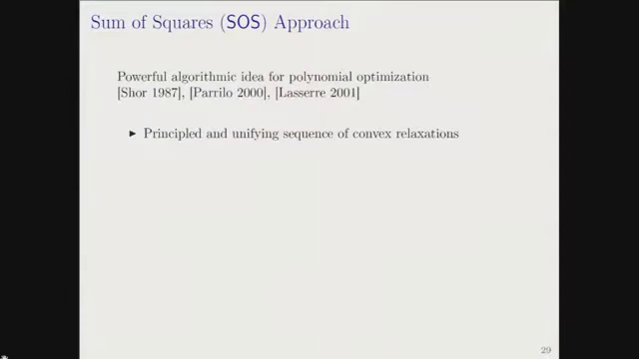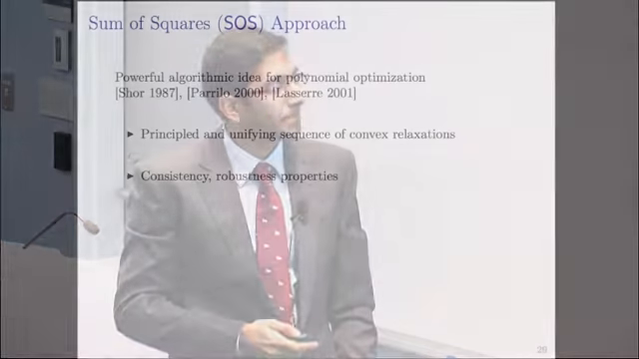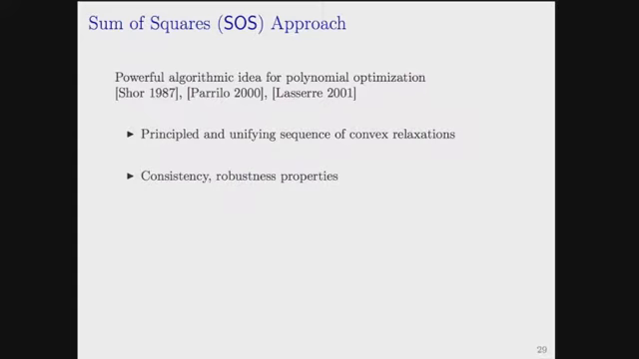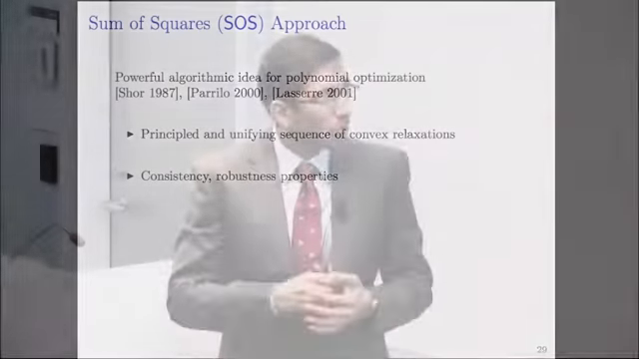What is the sum of squares? It's really a principled way of constructing a sequence of nested convex approximations. You have a difficult convex set and you construct outer approximations in a nested fashion. And they seem to unify many other ad hoc versions of doing convex relaxations that were used in combinatorial optimization, such as the Lovász-Schrijver and the Sherali-Adams hierarchy.